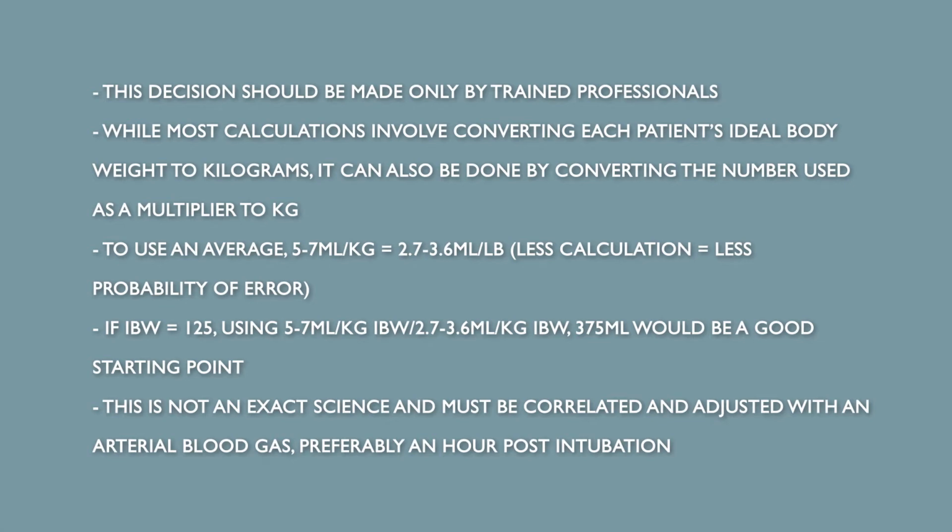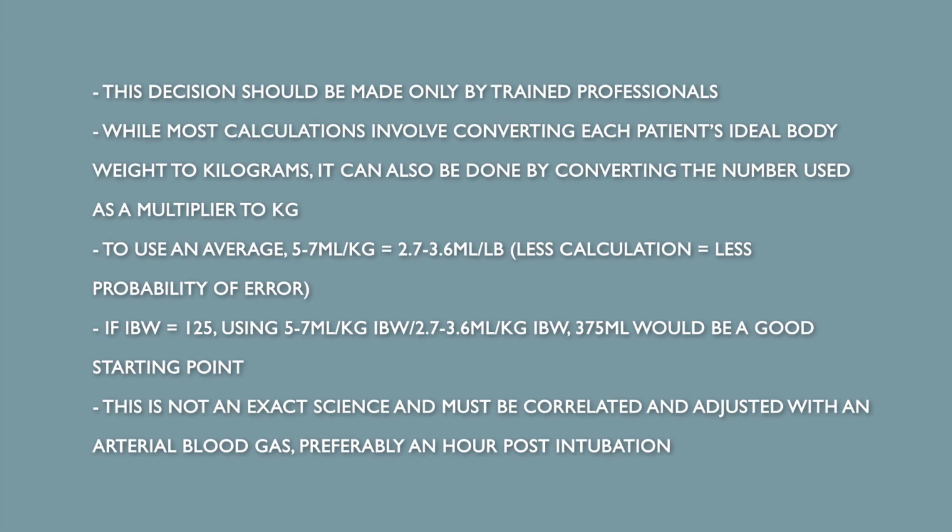Again, ideal body weight. Now, we have an equation in our mind that gives us the weight of a patient in pounds. We can either convert that number to kilograms by dividing by 2.2, or we can just use the division of the 5 to 7 into pounds. So if we're using 5 to 7 milliliters per kilogram of ideal body weight, we can also use 2.7 to 3.6 milliliters per pound of ideal body weight.